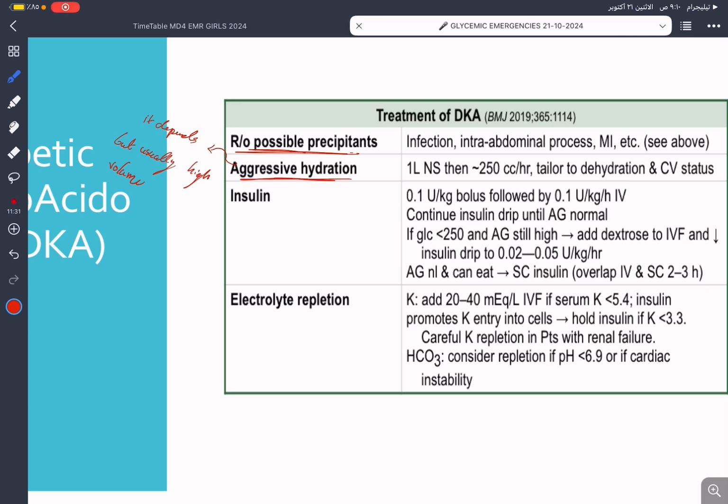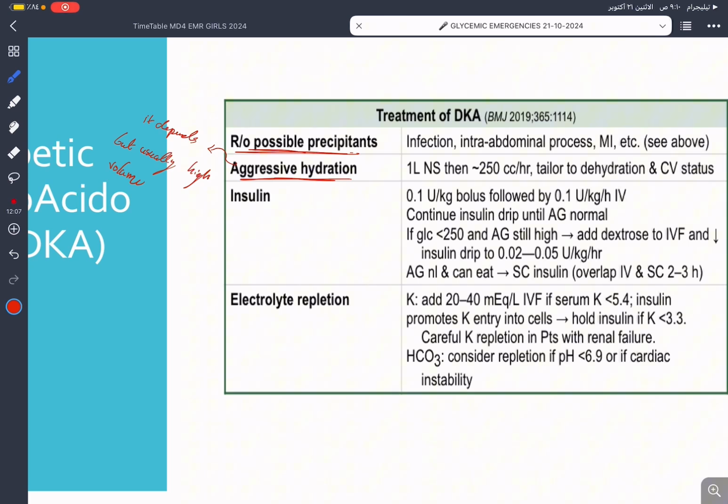Of course, once you close the anion gap, what will you do? If you close the anion gap, you have to... will you continue the insulin infusion? Usually if you close the anion gap, you allow the patient to eat, and you should overlap between the insulin infusion and subcutaneous insulin. So you will ask the patient to eat and administer the subcutaneous insulin. You will wait for 1 to 2 hours, then you will stop the insulin infusion. Is it clear? This is how we manage DKA.